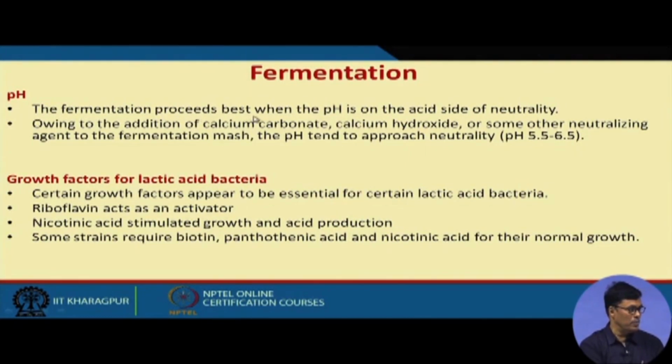The fermentation proceeds best when the pH is on the acid side of neutrality. Owing to the addition of calcium carbonate or calcium hydroxide or some other neutralizing agent in the fermentation mass, the pH tends to approach neutrality, and 5.5 to 6.5 is usually found most suitable for the lactic acid fermentation process. And since we are adding calcium hydroxide or calcium carbonate, mostly in the fermentation broth we get calcium lactate as a product. Then we do the acid hydrolysis to get the pure lactic acid.